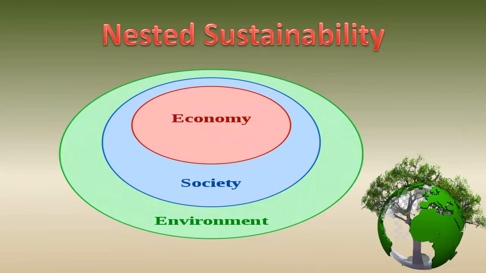Nested sustainability. Whenever we are thinking of the environment, we should bother about the society. So environment is a bigger concept, and we have to think about the society, and within the society this economy is there. So all this is nested sustainability: when we want to save that environment, we have to think about the society. When we think about the society, we have to think about the economy. So the resources which are available, we have to use them economically so that we can pass them on to the next generation.